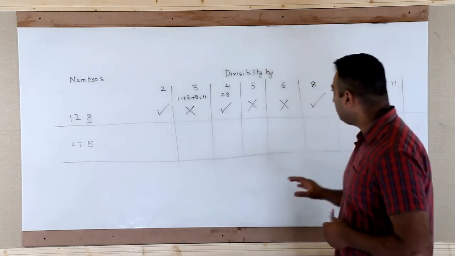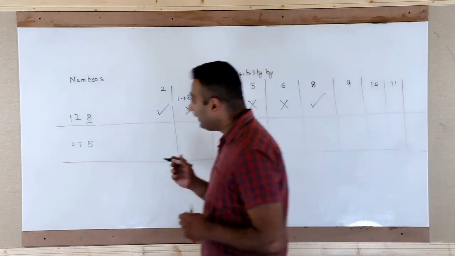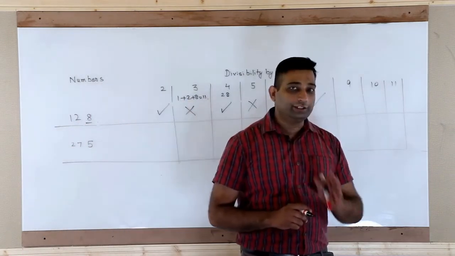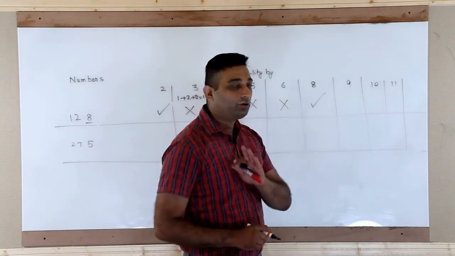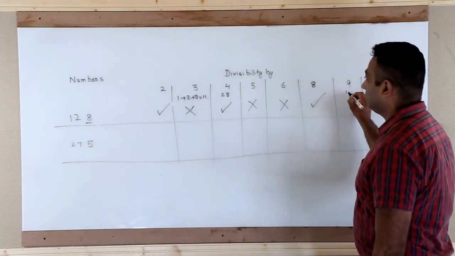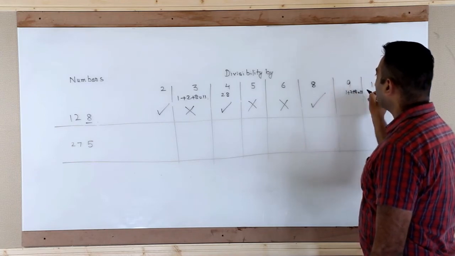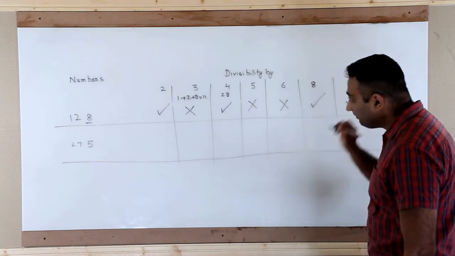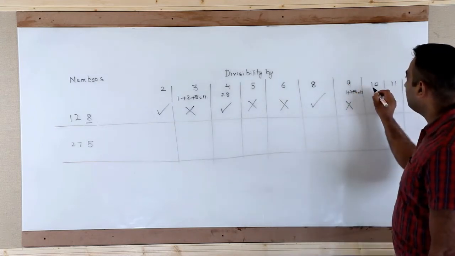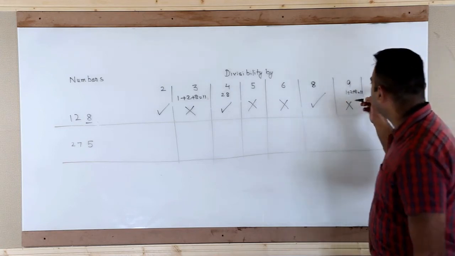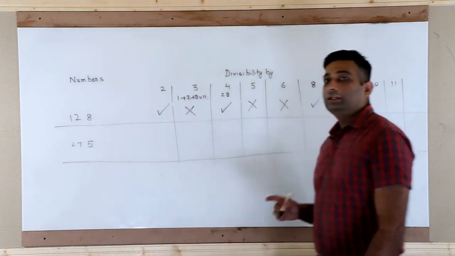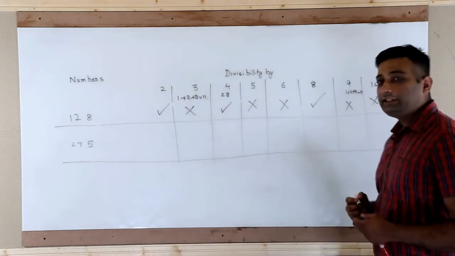Now, to check the number's divisibility by 9, we again have to add the digits and check whether that addition of digits is divisible by 9 or not. Now, in this case, we have already found the sum, which is 11. So 1 plus 2 plus 8, which is equal to 11, is not divisible by 9. Hence, the number 128 is also not divisible by 9. So now let us check the divisibility by 10. Now we can see that the number at the units place is not 0. So it is not divisible by 10.